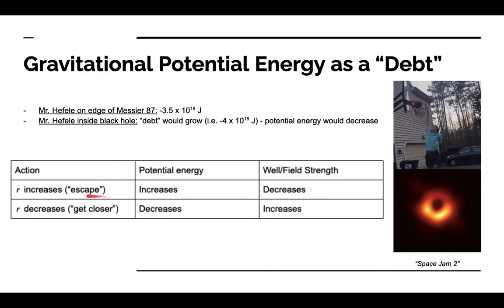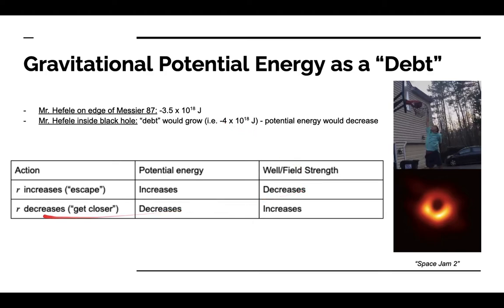As a result, if my radius or my distance increases, meaning I'm escaping from the black hole, my potential energy is going to increase because I'm increasing towards a potential energy of 0. Whereas if I move inside the black hole and my distance r decreases, my potential energy is decreasing because of this negative sign right here, meaning I'm becoming more trapped and my debt is getting larger and larger.